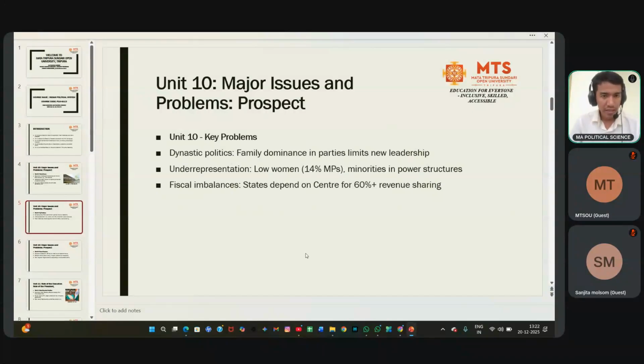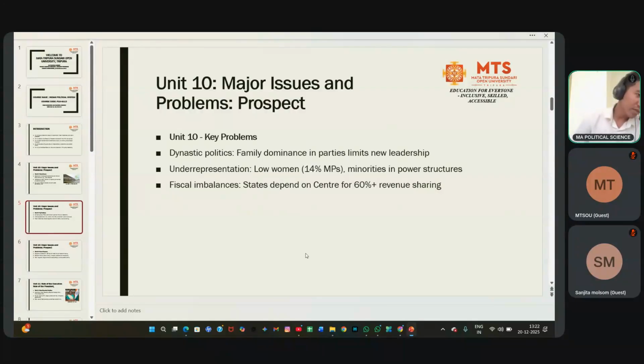Key problem, dynastic politics: family domination of parties limits new leadership. Sometimes we see that in politics, when their parents or fathers were the leader, their son also becomes the leader. Other people are not given the opportunity to join in that leadership. Due to this, some quality assurance may have been compromised in this process.